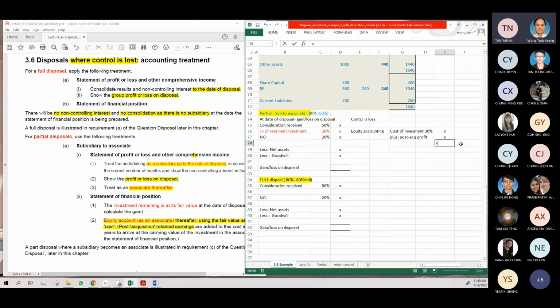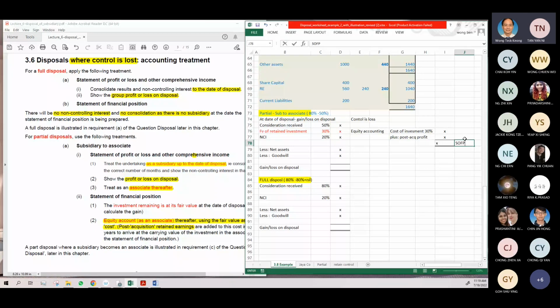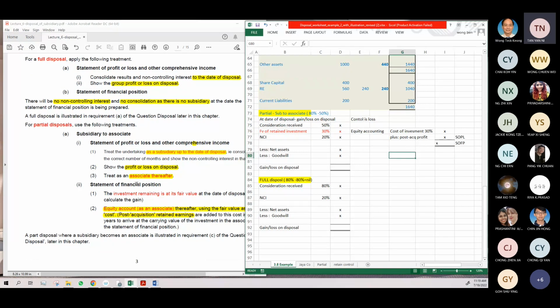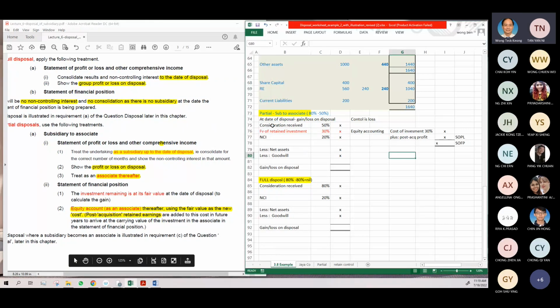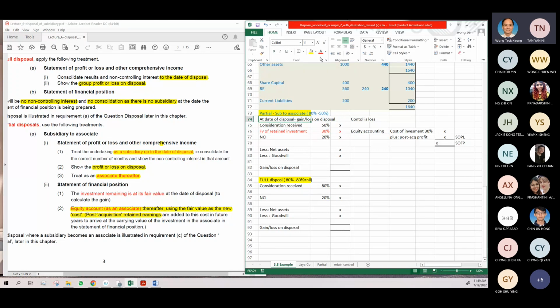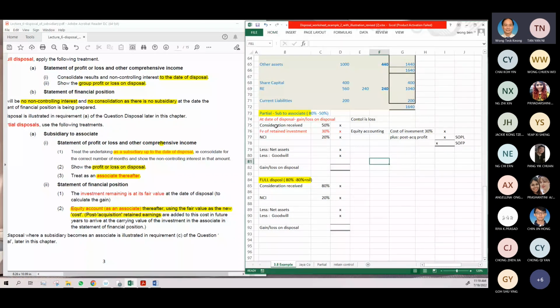So you then go to SOFP. Go and do it. Statement of profit and loss, get consolidated. So it's called equity accounting. The investment remaining, so what you still keep, the 30%, you show at fair value at date of disposal. Okay. Same like the one when we compute goodwill at date of acquisition at fair value. By disposal, at date of disposal, all the fair value items: consolidation, fair value retaining, fair value NCI, fair value net assets.